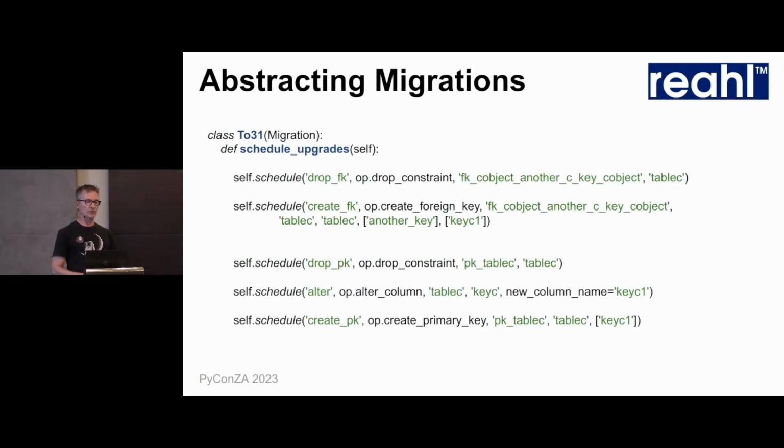Just to show you what it looks like in code, so instead of actually calling these things, we call a method called schedule to say, okay, well, schedule the drop constraint operation in the drop foreign key phase and give it all the arguments. And it's just a method that's going to be called with those arguments at the appropriate time.